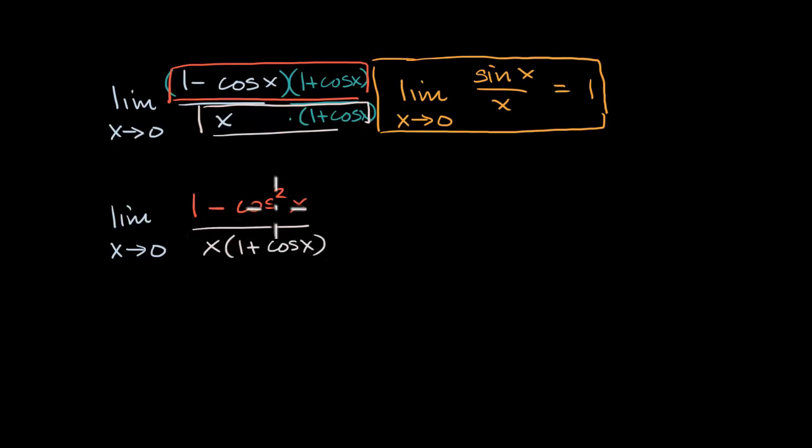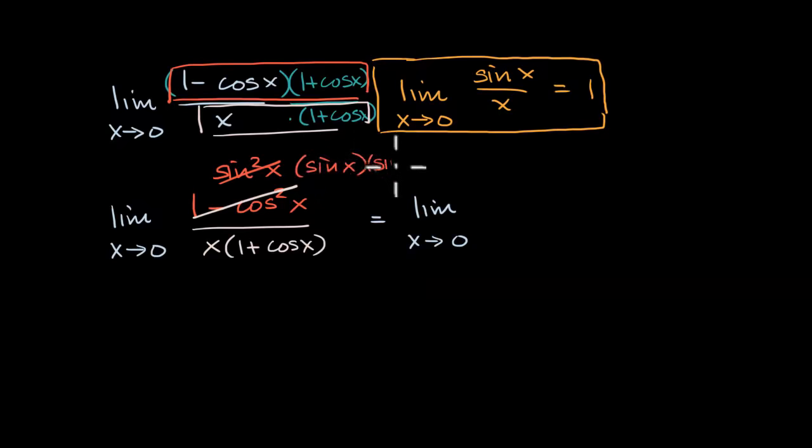Now, what is 1 minus cosine squared of x? Well, this comes straight out of the Pythagorean trig identity. This is the same thing as sine squared of x. And so I can rewrite all of this as the limit as x approaches 0, and let me rewrite sine squared of x as sine of x times sine of x.